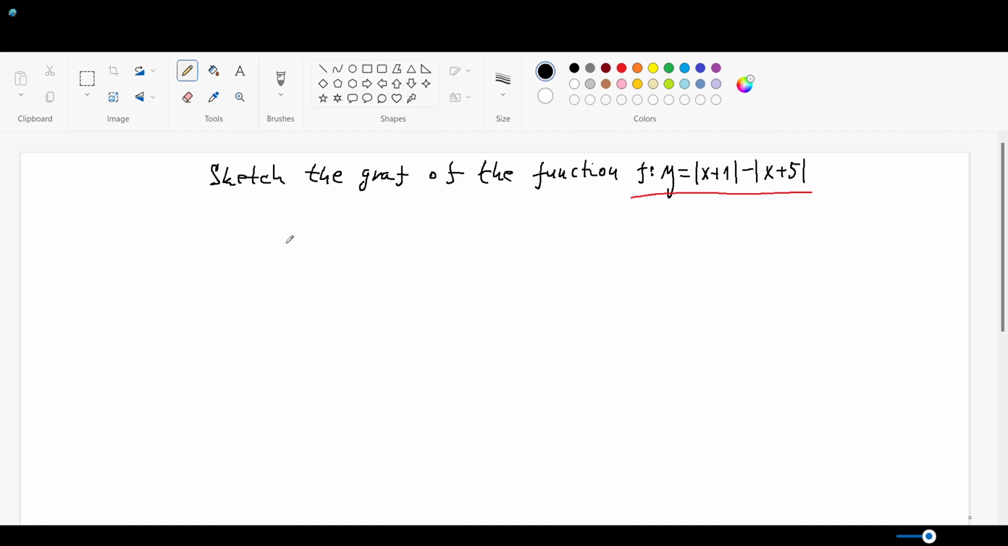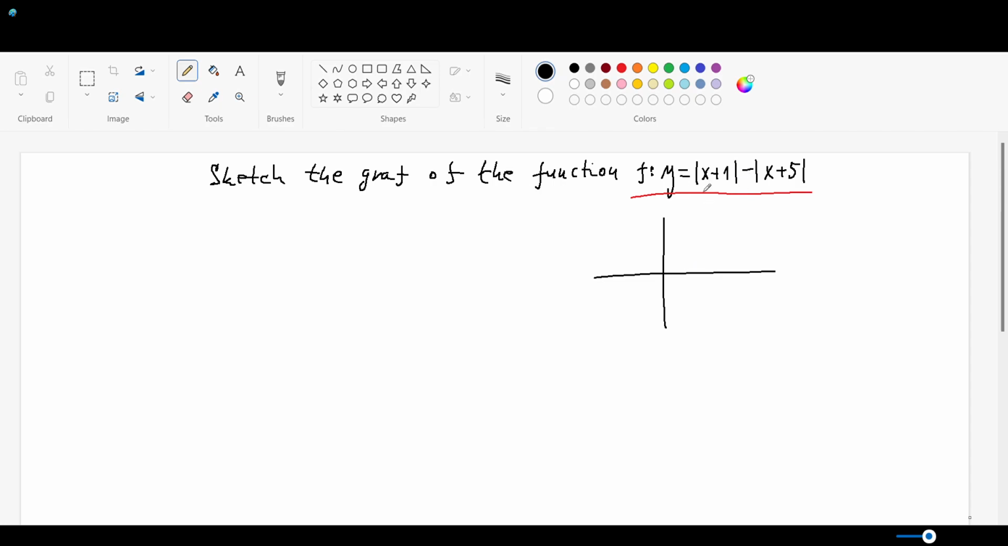So why is this method quite useful? Because if you want to sketch the graph of this function, it's not easy to do it by using any kind of transformation, because this is a composite function. You can look at this equation as sketching two graphs, and it consists of two functions. The first one is defined by absolute value of x plus 1, and the second one by absolute value of x plus 5.